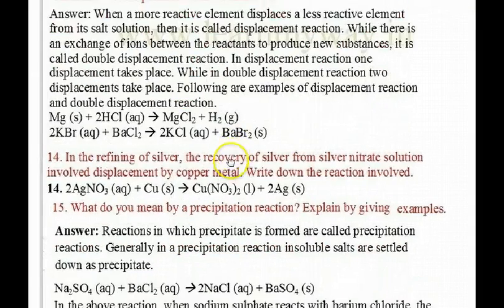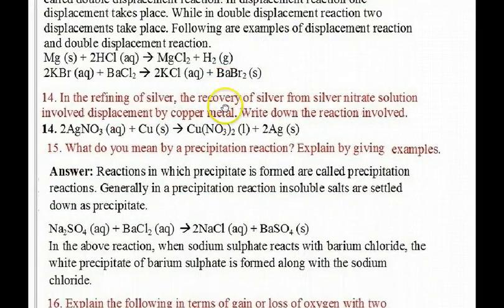Then we move to our next question, question 14. In the refining of silver, the recovery of silver from silver nitrate solution involved displacement by copper metal. Write down the reaction involved. Now, in this reaction, what happens? Silver nitrate in the presence of copper. Here we find silver is replaced by copper. So copper replaces silver, as copper is the more reactive element, as we know. So it becomes copper nitrate.